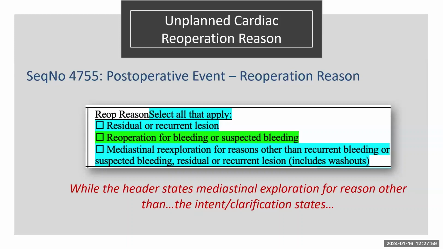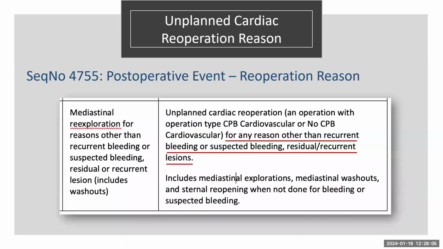So while the header states mediastinal exploration for reason other than, if you go to the next slide, Leanne. The intent and clarification states that this is an unplanned cardiac re-op. So that is an operation with op-type CPB cardiovascular, no CPB cardiovascular for any reason other than recurrent bleeding, suspected bleeding, residual or recurrent lesions. And so I think this is what we needed to call out.